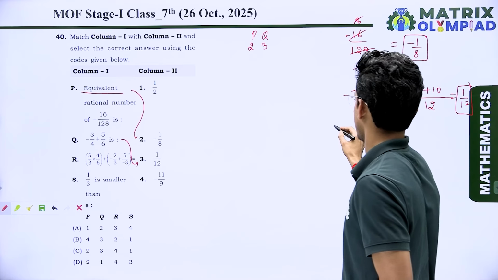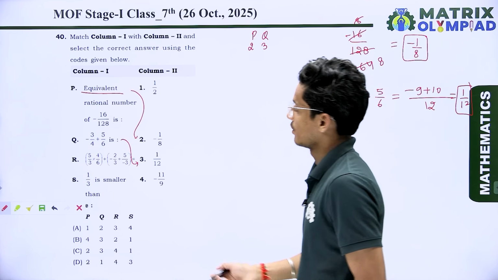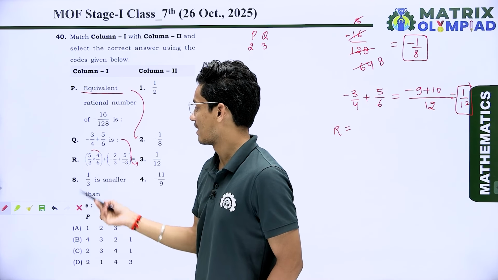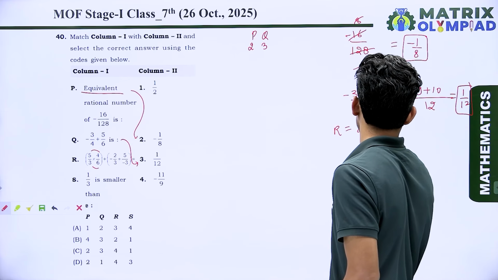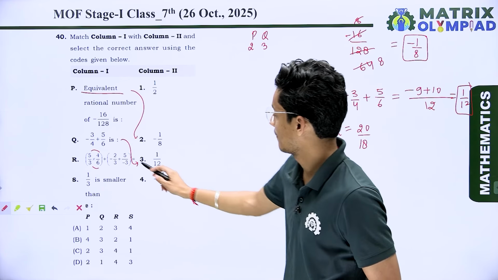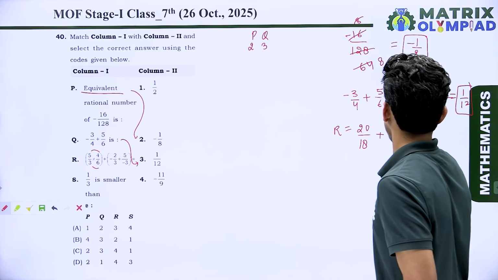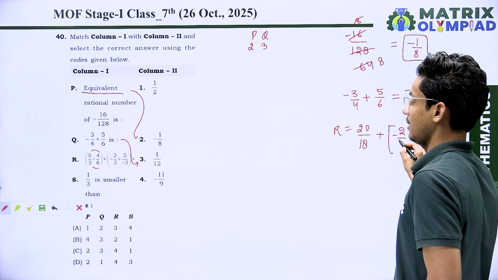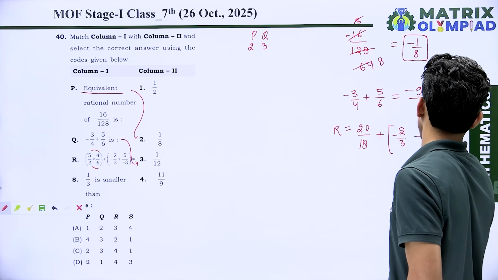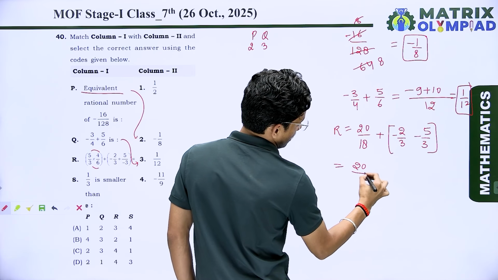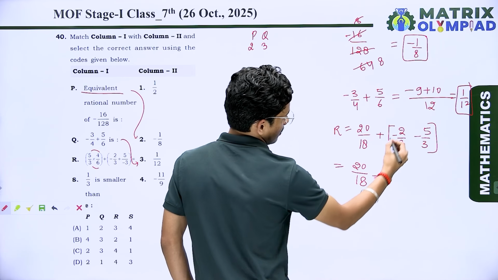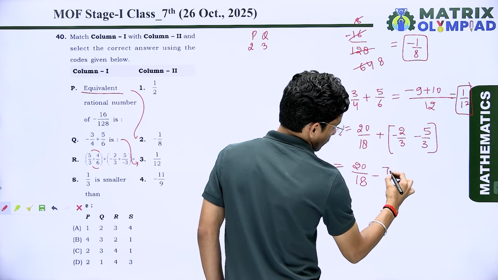Next, R, here we have. So here I can say 4 5s are 20 and 6 3s are 18. So 20 upon 18, plus bracket minus 2 by 3 minus 5 by 3. So I can write here 20 upon 18 minus 5 to 7 by 3.